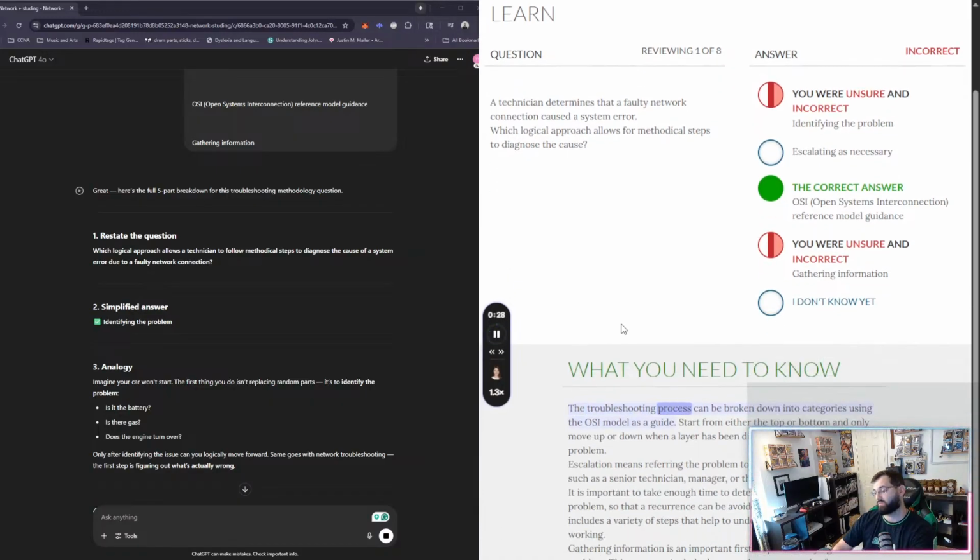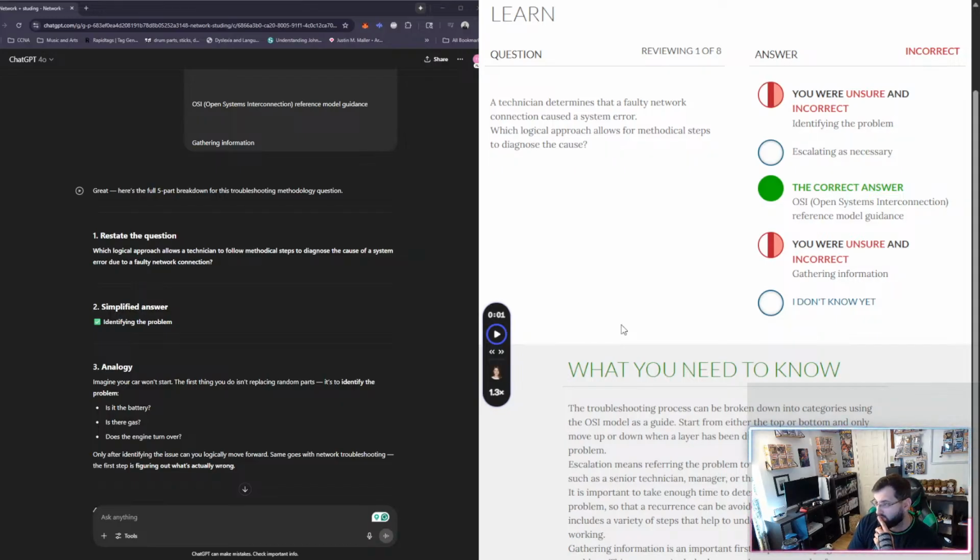The troubleshooting process can be broken down into categories using the OSI model as a guide. Start from either the top or bottom and only move up or down when a layer has been discounted as the source of the problem. Escalation means referring the problem to a more knowledgeable entity, such as a senior technician, manager, or third party. It is important to take enough time to determine what has caused the problem, so that a recurrence can be avoided. Identifying the problem includes a variety of steps that help to understand what is and is not working. Gathering information is an important first step in identifying the problem. This step may include documenting system and software details and specifications.